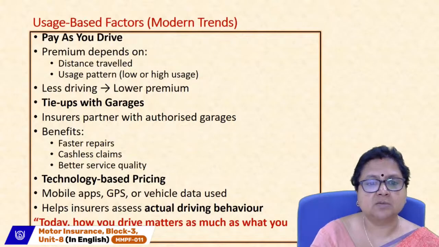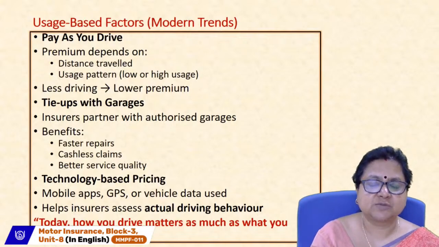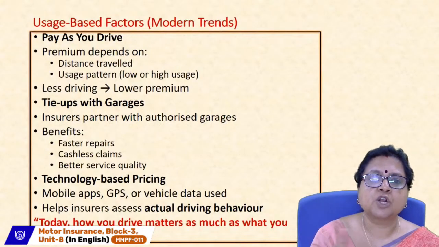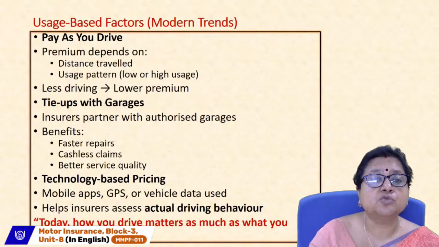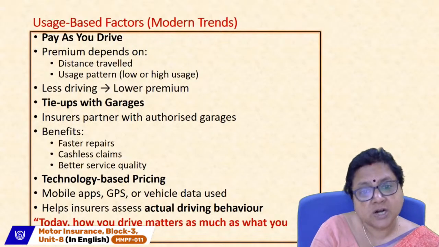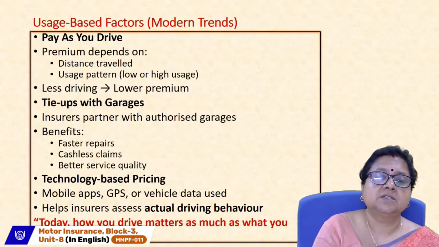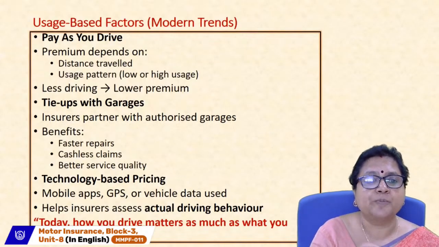Pay as you drive. Now these are the modern trends of motor insurance. Premium depends on the distance traveled, the number of kilometers that has been traveled by the vehicle, and the usage pattern. Whether the vehicle is always moving on long route drives, or the vehicle is only going for dropping children to school. So they have to see what the usage pattern of the vehicle is, whether it is a low usage pattern or a high usage pattern. Based on that, they will fix a premium. So less driving or usage of the vehicle will call for a low premium.